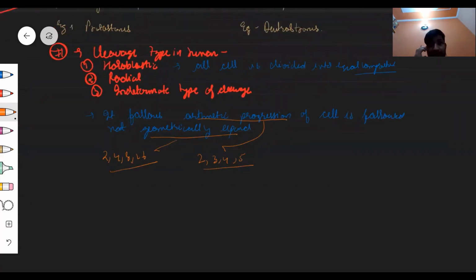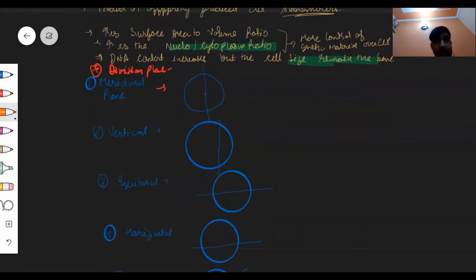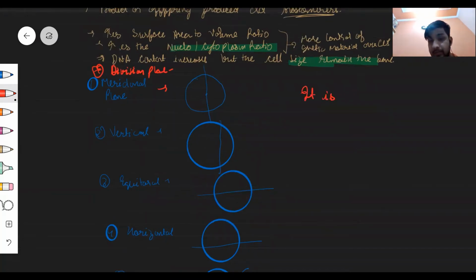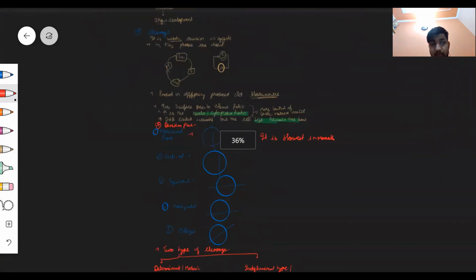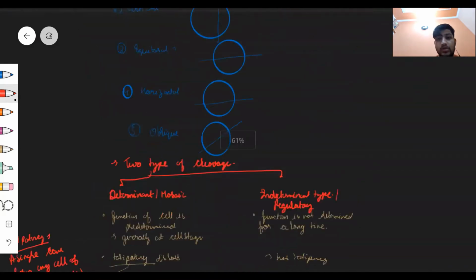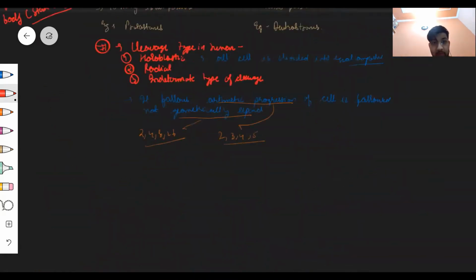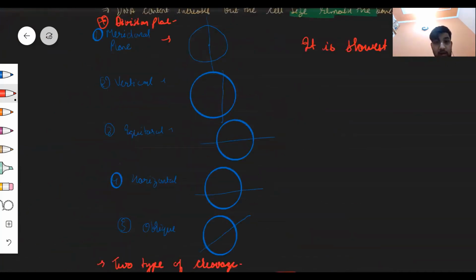So here it is basically the cleavage. Cleavage is slowest in mammals. Why? Because the amount of yolk is present in a small amount. And here the blastomeres are forming in arithmetic progression, not in geometric progression.